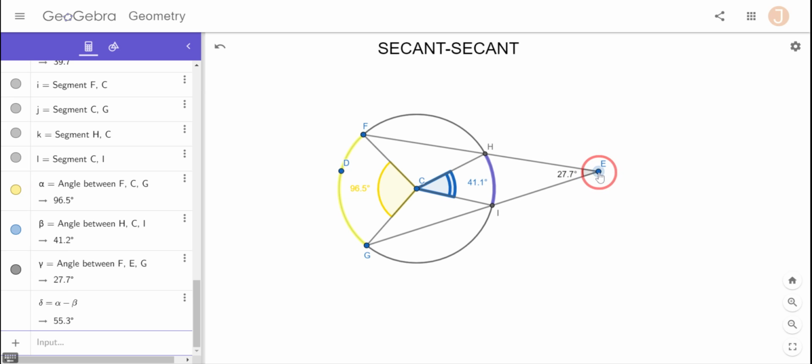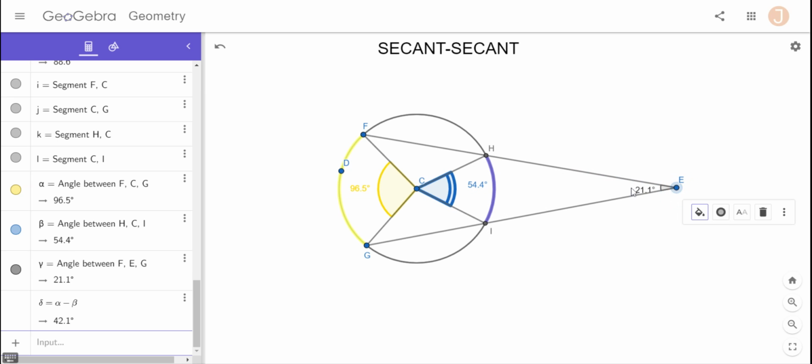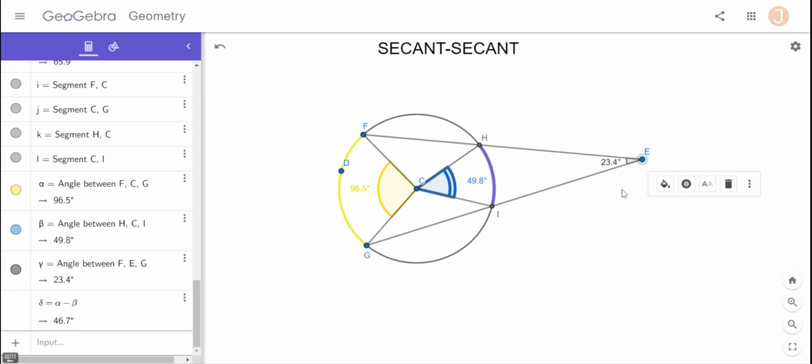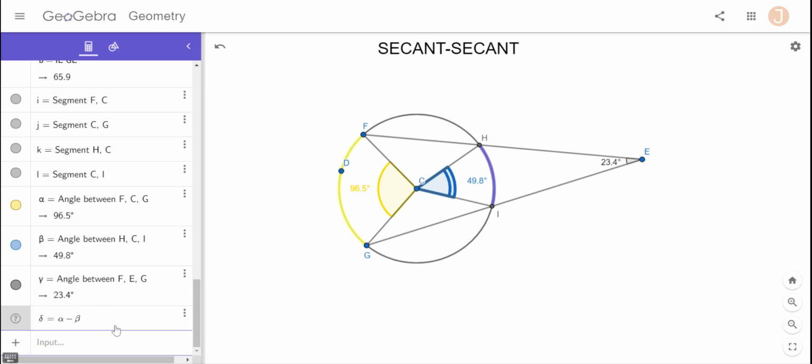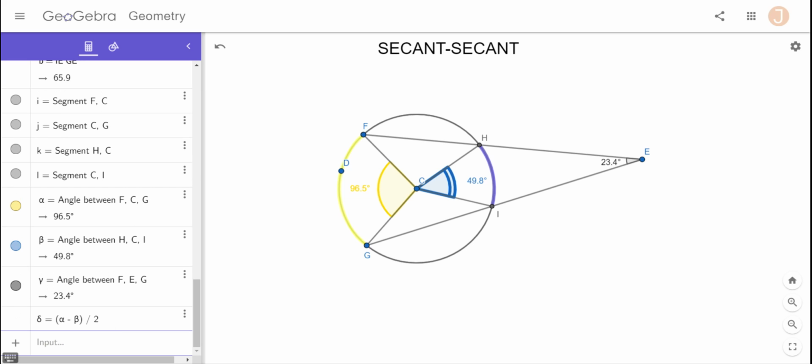Remember before we tried our best to make it a whole number. So let's see, when this angle is 28, that difference is 56.1. Okay. 21.1 gives me 42.1. Looks to me like there's a little bit of error here. However, let's see what happens if we go ahead and take this and divide it by 2, similar to how we did it with the tangent angle.